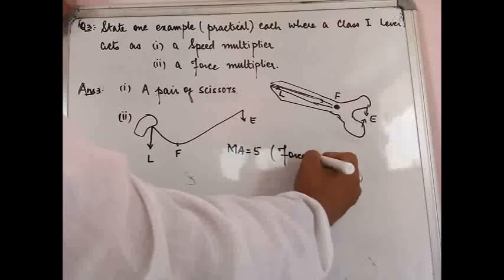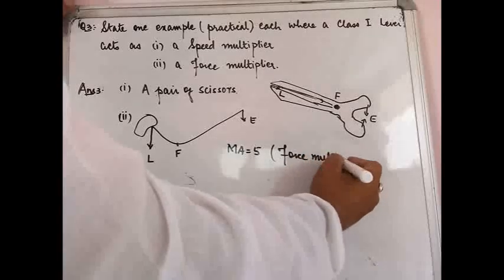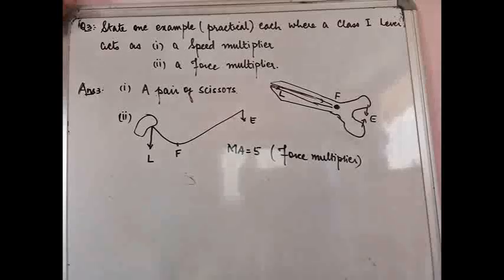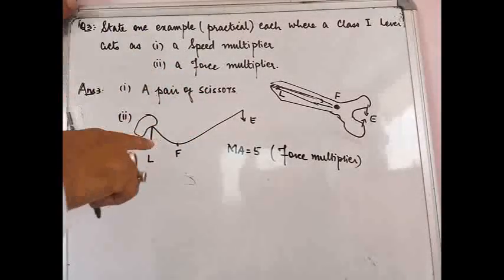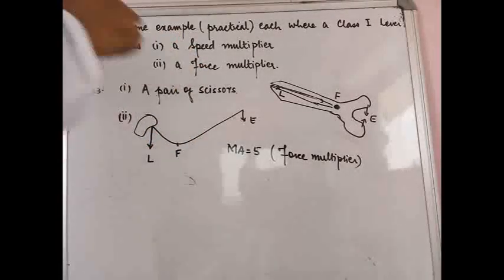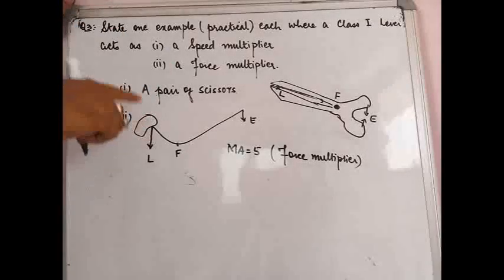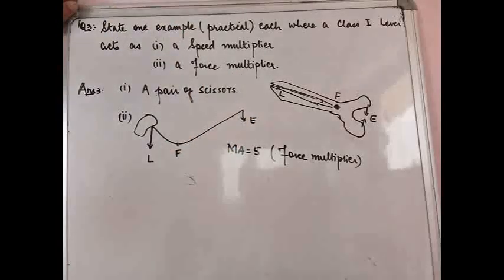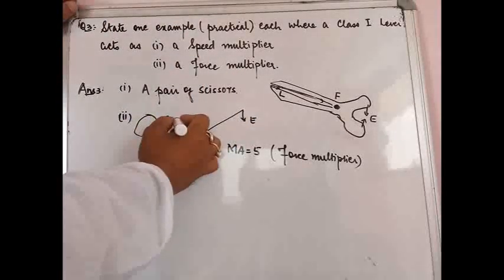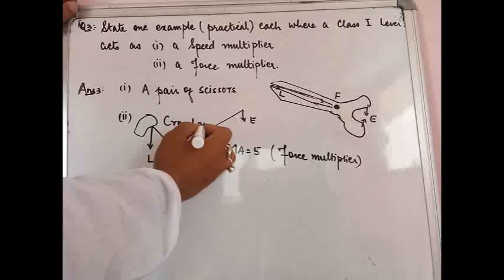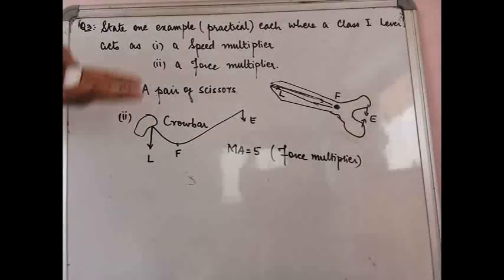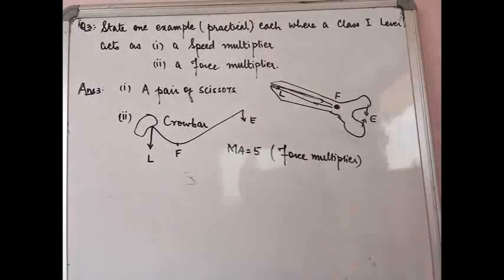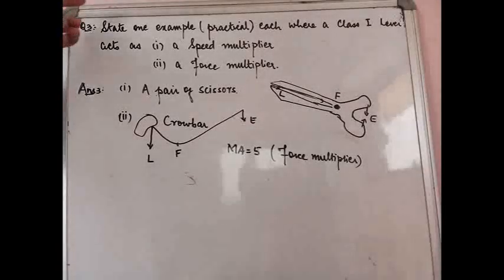So it is basically the same class 1 levers that are acting both as a speed multiplier and as well as a force multiplier in different circumstances. So in case of a pair of scissors, it acts like a speed multiplier, and in case of a crowbar, so the answer to the second part will be simply a crowbar. And obviously you can draw the diagrams also to show what you intend to explain. Okay, so these 3 questions were based on what we have done or covered till now.